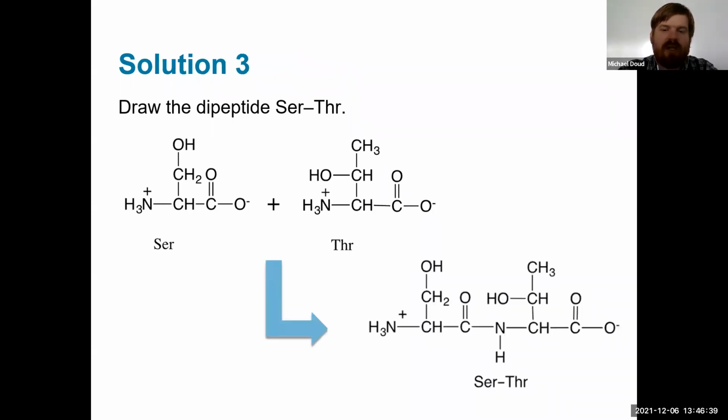Okay, so this time what we're going to do is form a new bond from this carbon to this nitrogen. And we're going to lose this oxygen and two of these hydrogens, right? We're going to form a water molecule. So the dipeptide that forms is just going to have a peptide bond, an amide bond, between this carbonyl and this nitrogen. So now we have serine on the left and threonine on the right.